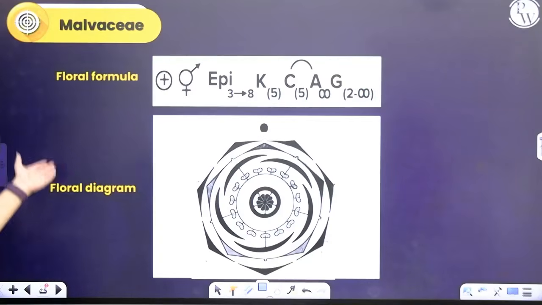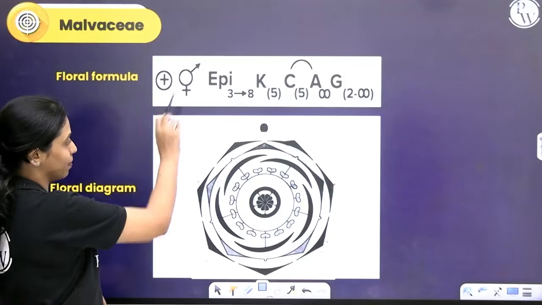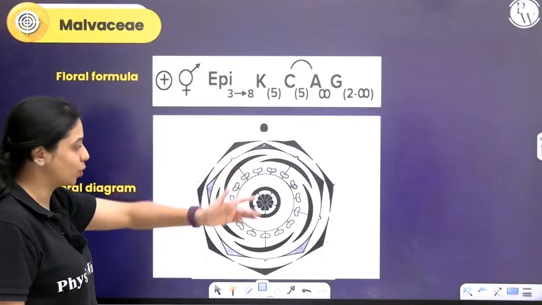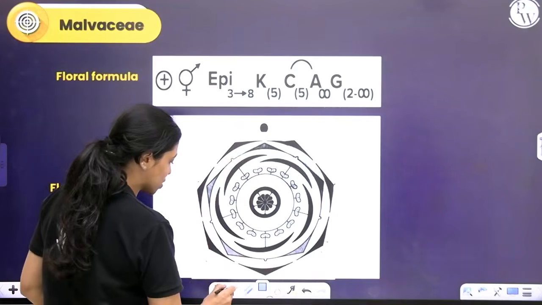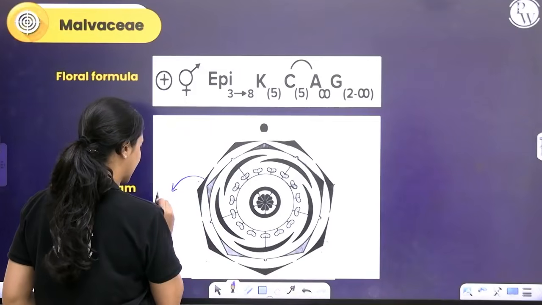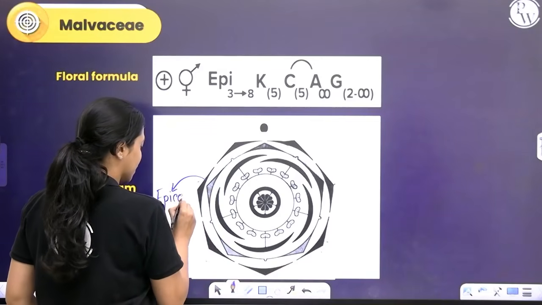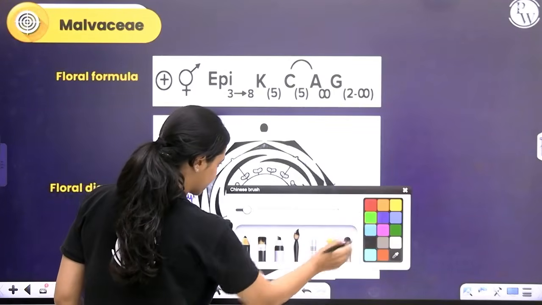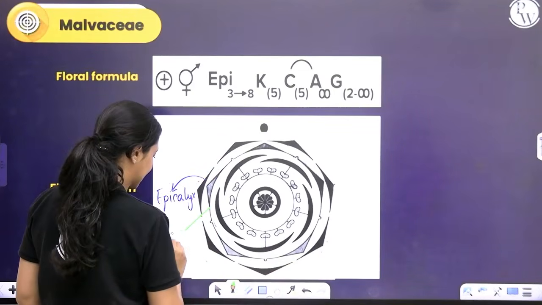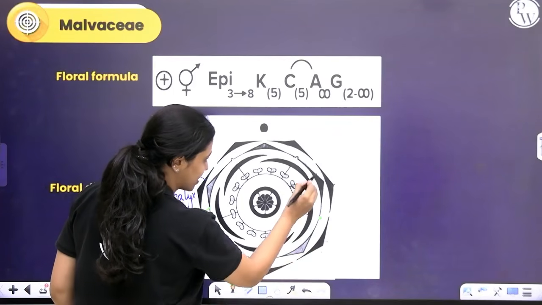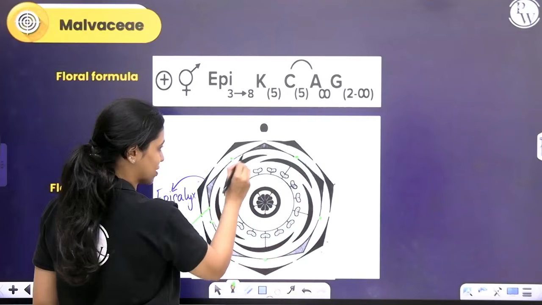Here is how the floral formula and floral diagram looks. It is actinomorphic and bisexual, very clear. Epi represents epicalyx. Its number can vary from 3 to 8. Here the outermost whorl is representing the epicalyx. Okay, so here is the epicalyx. Inside the epicalyx, you have the calyx. This whorl is the calyx. It is showing how there is fusion, right? So it is gamosepalous. It is shown in the form of these joints.